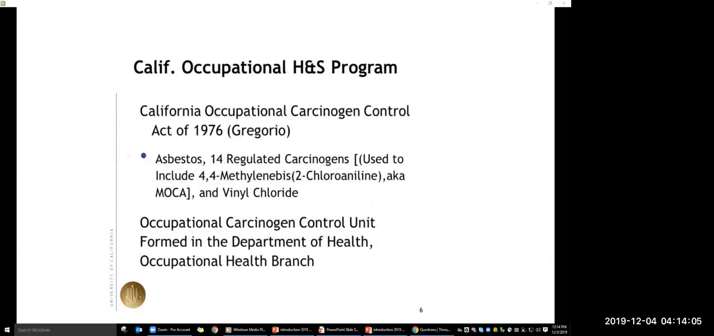In 1976, California passed the Occupational Carcinogen Control Act, which required the use of carcinogens to be reported to Cal OSHA. The act increased the classification of carcinogen violations from general to serious violations. As a result of this new statute, the Occupational Health Branch created the Occupational Carcinogen Control Unit to increase awareness of the new regulatory requirements and increase inspections for the users of carcinogens. In April of 1977, I was hired as an industrial hygienist in the Occupational Carcinogens Control Unit.